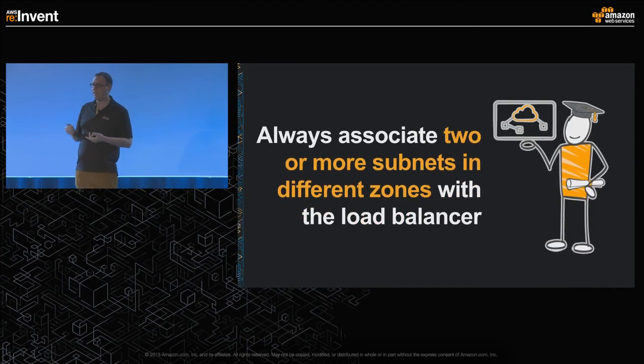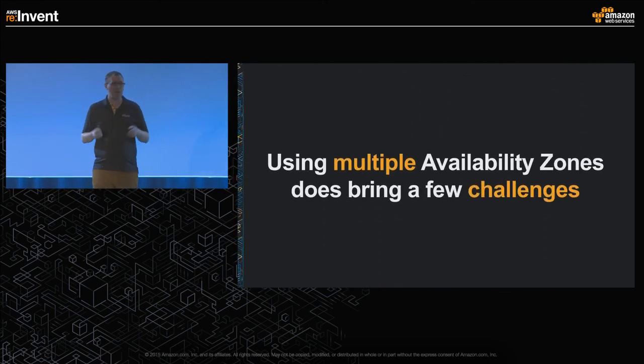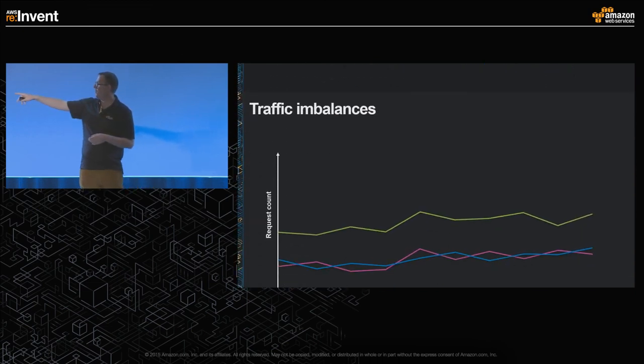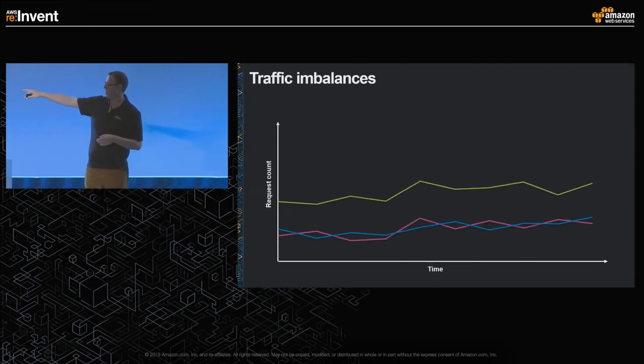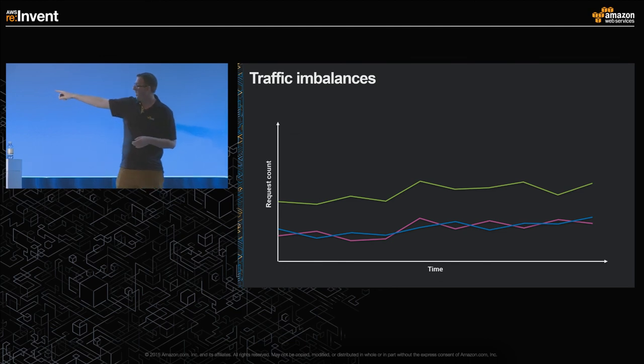As I said, you need to register different subnets, a subnet per zone, in order for us to be able to balance them. This all comes with one slight challenge, though, which is that because we're doing simple DNS load balancing in front of ELB at the availability zone level, we're using round-robin load balancing effectively there. You can see imbalances in load between the availability zones. So here, for example, we've got three availability zones, and the green one's getting more traffic than the other two.